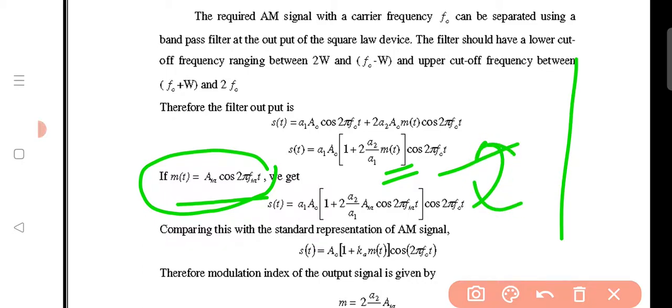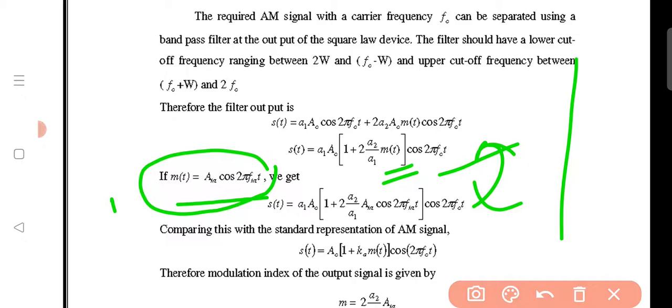Now it is a1 Ac into 1 plus 2 a2 by a1 Am cos 2 pi fmt into cos 2 pi fct. Now by comparing with the standard equation, what is the standard equation?